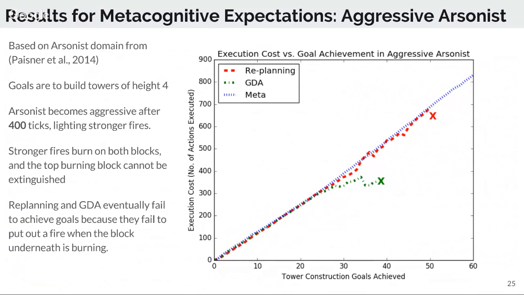So both replanning and GDA get to a point where all the blocks are on fire. And in this case, fire is a problem because the agent cannot pick up a block if it's on fire. And what's interesting here is that the GDA agent seems to achieve a little bit fewer goals, and that's partly because it responds quicker and it almost gets stuck quicker.